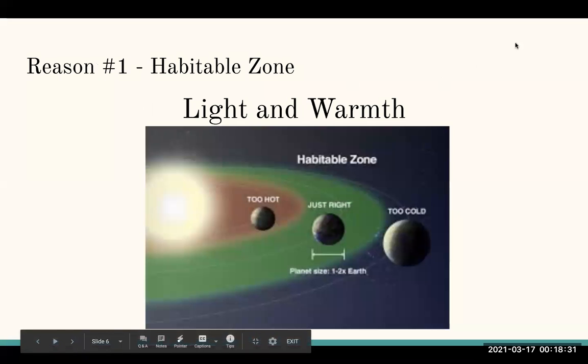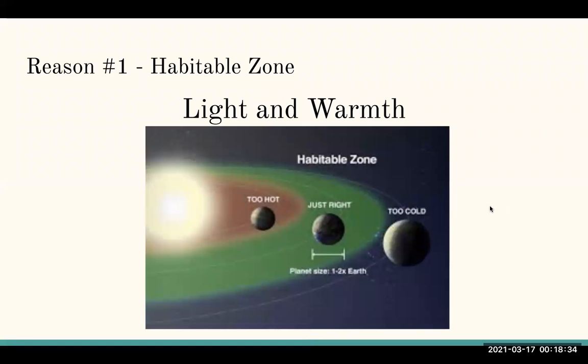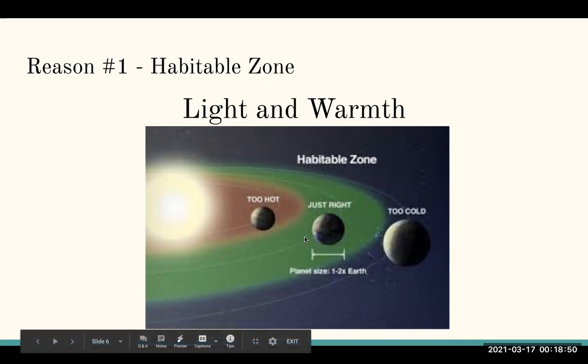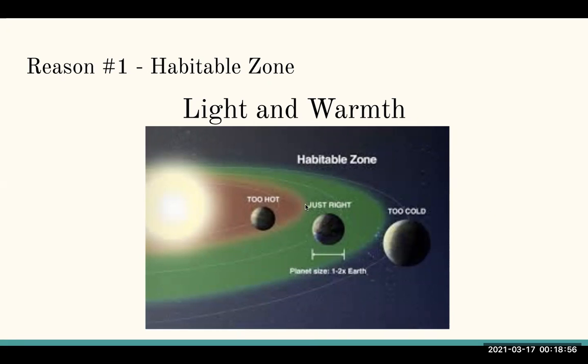So our first reason is the habitable zone. What is a habitable zone? It is a region within the orbit of a star where the temperature and the conditions are just right. In this picture, you can see that it's this green area here. Anything closer to the sun or a star, this doesn't have to be just our star, it can be any star, anything closer than this green area would be too hot. Anything farther away would be too cold. So Earth, we lie in this habitable zone.